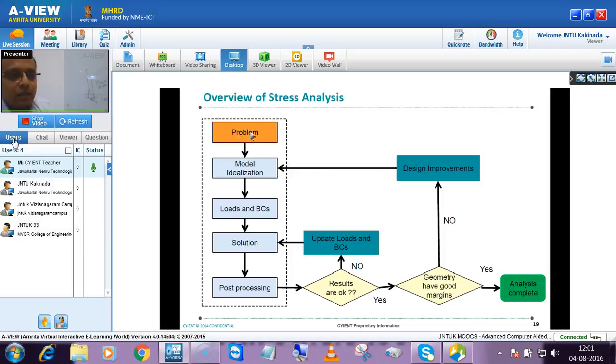So when you get a stress analysis problem, one of the important steps we need to do is model idealization. Model idealization is, suppose we have a complicated geometry and we want to do an analysis on it, we need to understand what our area of interest is and what type of model we need to construct.